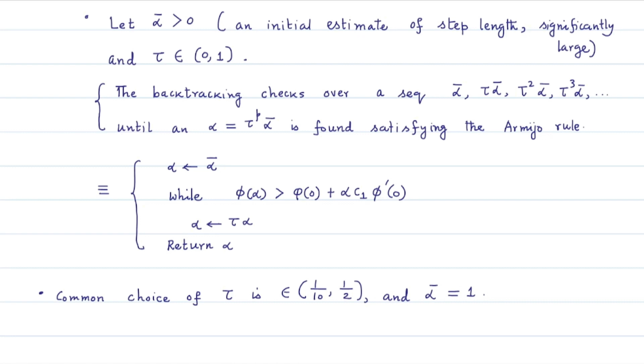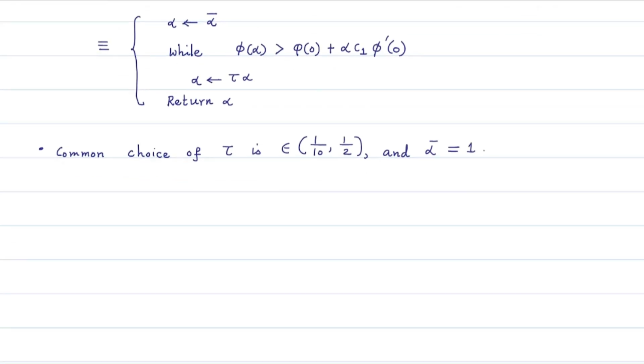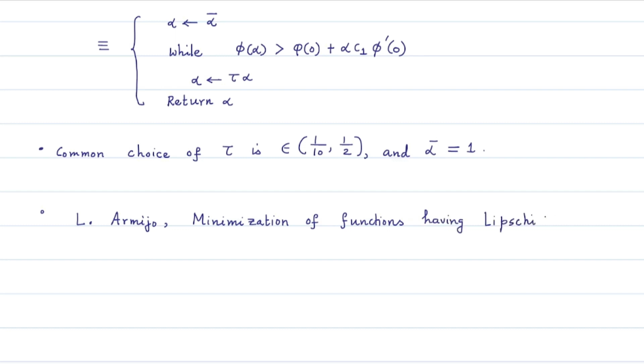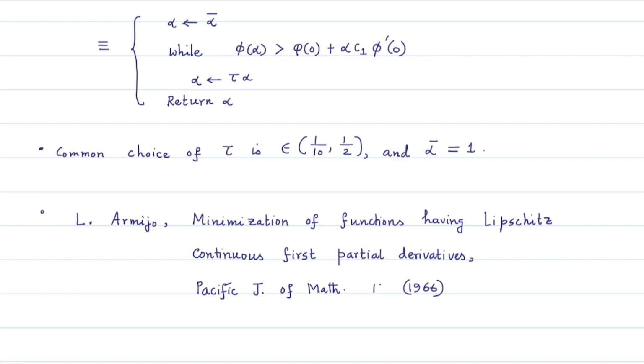You know, the introductory article that introduces this Armijo rule is the article written by Larry Armijo entitled Minimization of Functions Having Lipschitz Continuous First Partial Derivatives, which came out in the Pacific Journal of Mathematics in the year 1966 in its 16th volume.